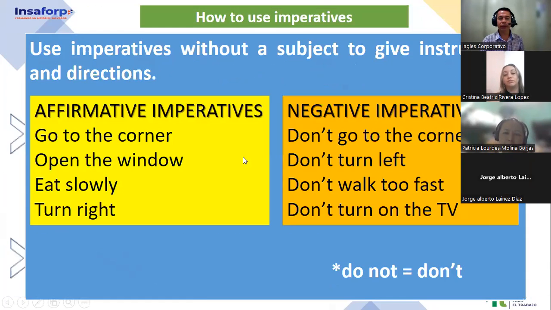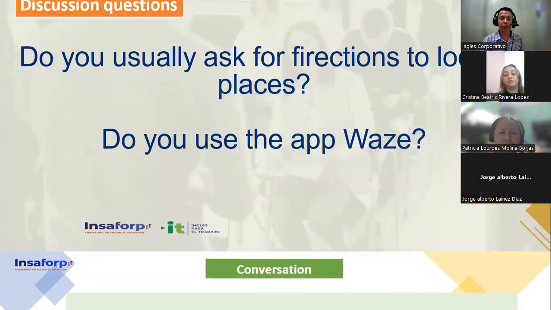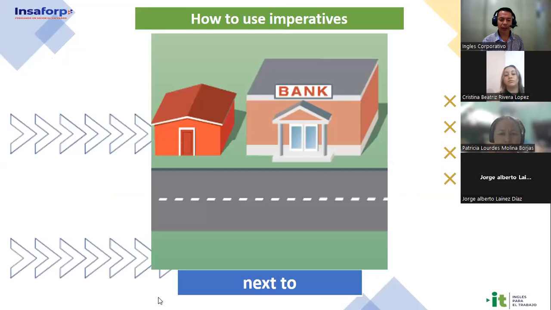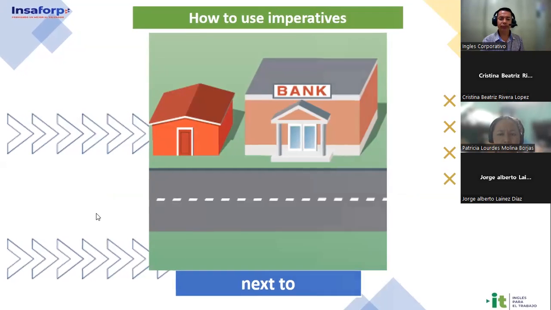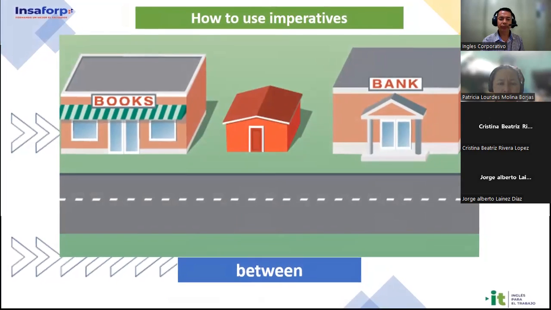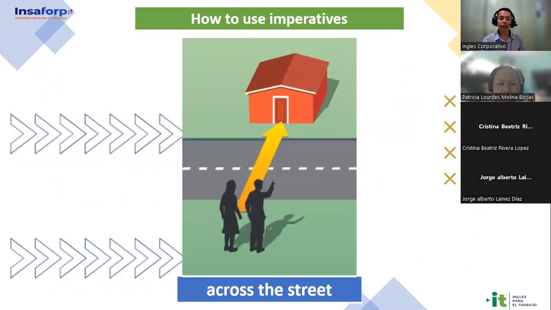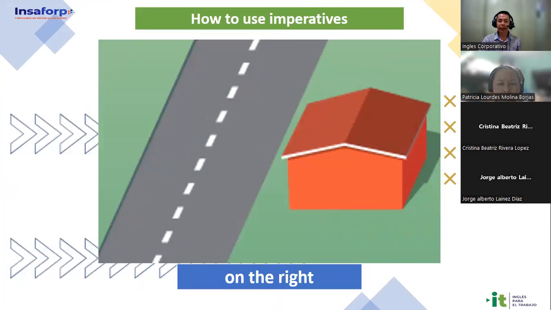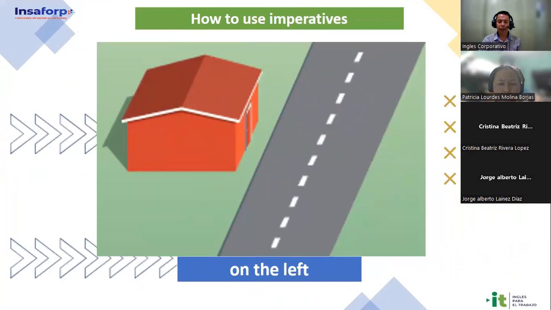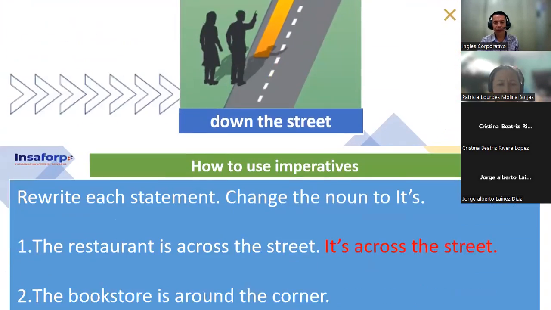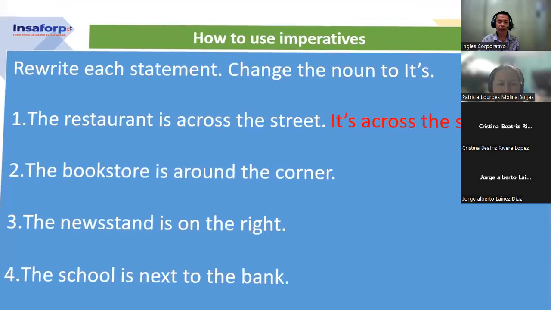And before we make this exercise, we're going to make a review of some prepositions we saw yesterday. Look at this. Next to. Between. Across the street. Around the corner. On the right. On the left. Down the street. Okay, these are the instructions, right?